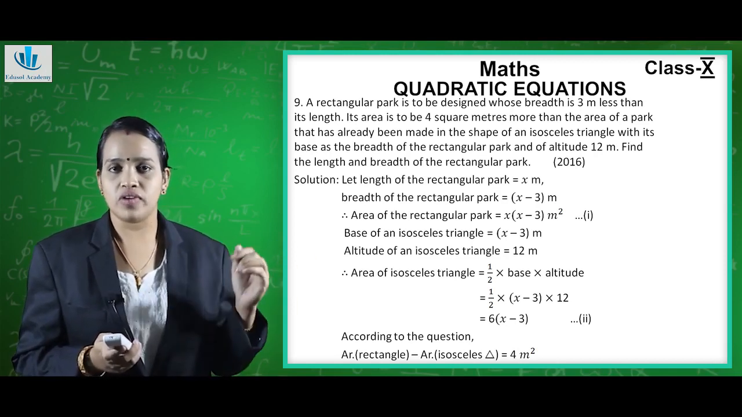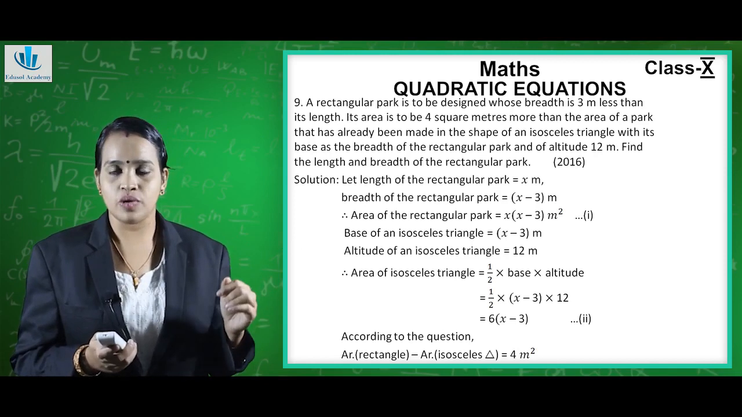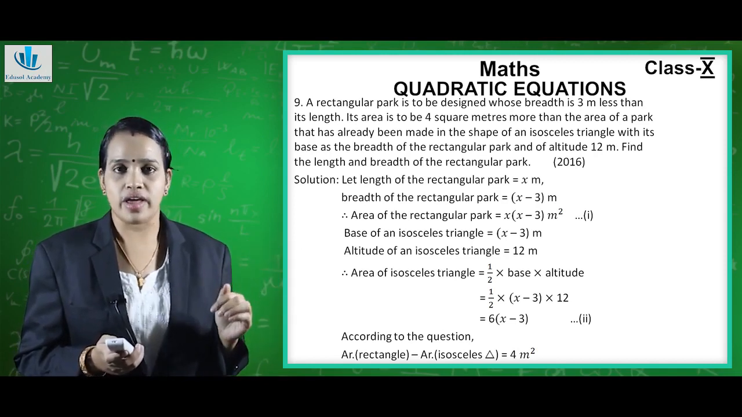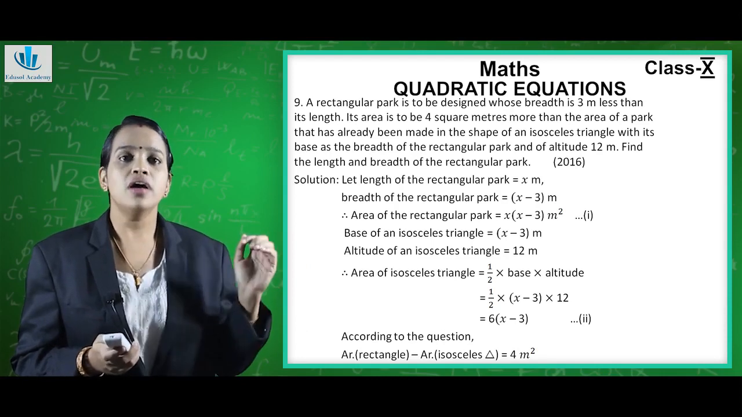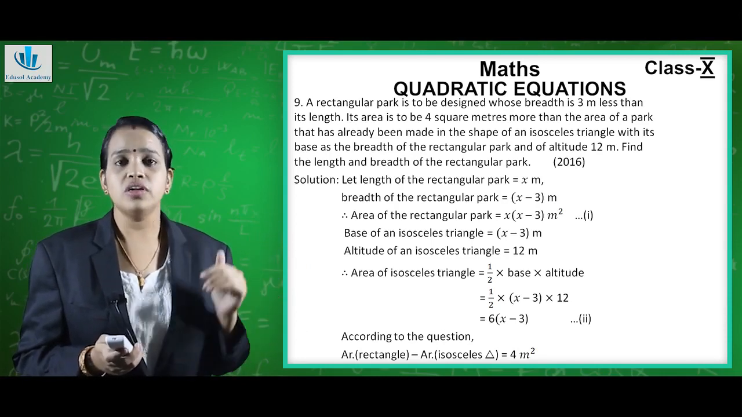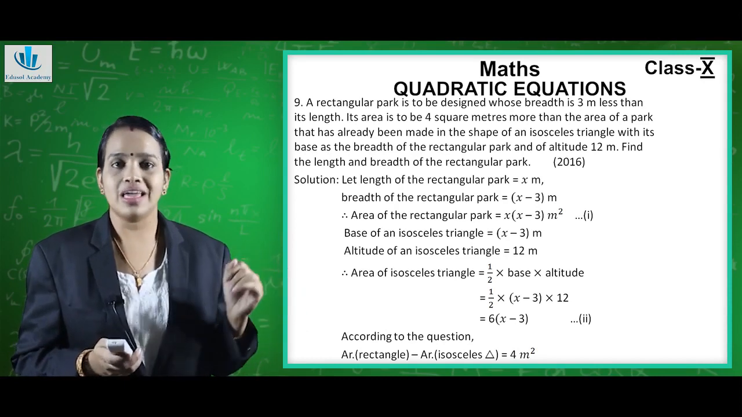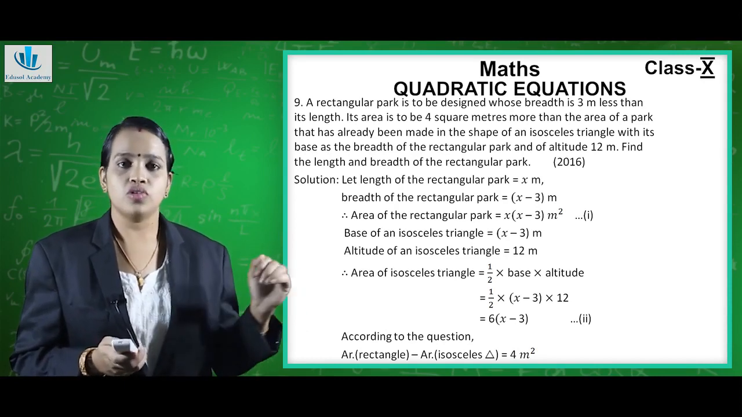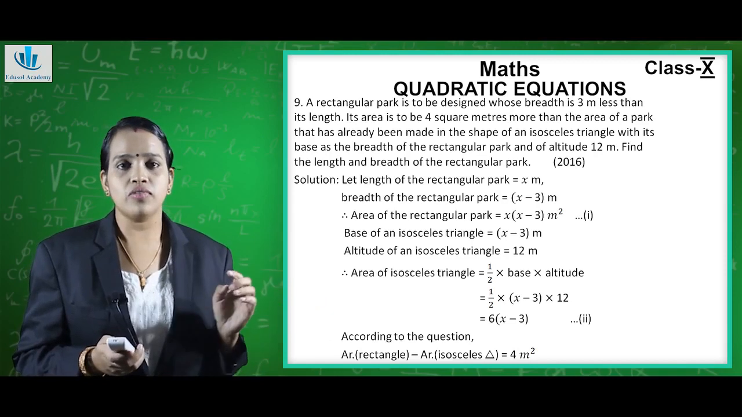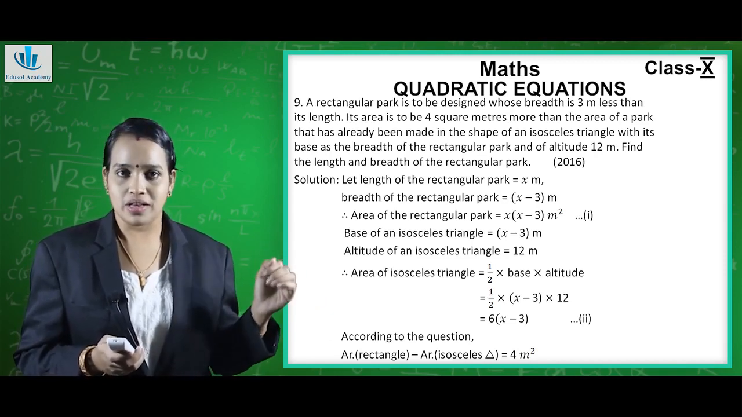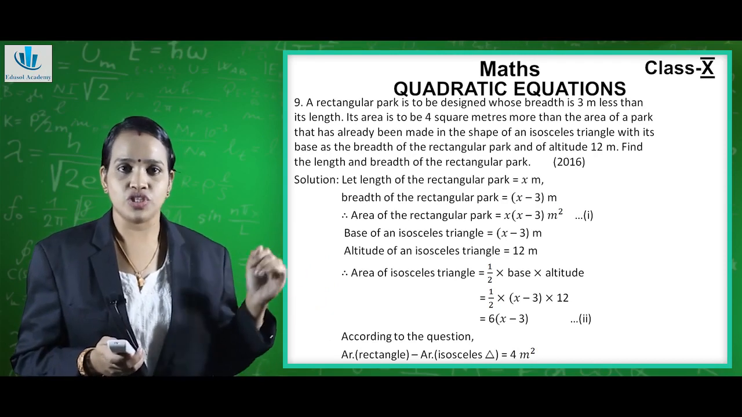Now the altitude of the isosceles triangle is given in the question as 12 meter. So the area of the isosceles triangle is equal to the formula half into base into altitude, that is half into base, that is x minus 3, into altitude, 12. Now when we solve it, it gives 6 into x minus 3. So we can call it equation 2.